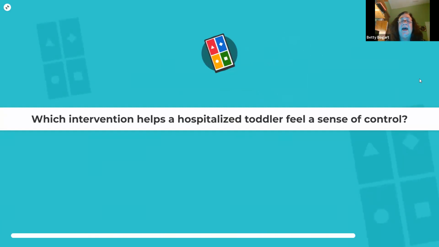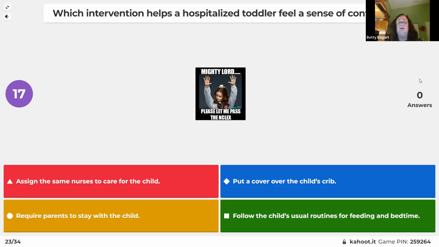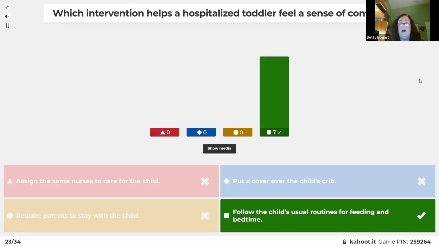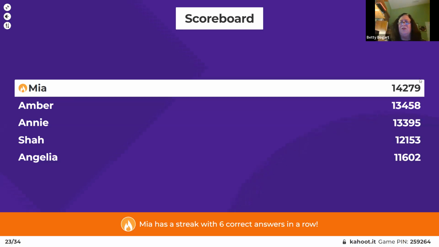Which intervention helps a hospitalized toddler feel a sense of control? You know, it's hard enough to take a toddler, ages 1 to 3, on vacation. They're not going to sleep. They don't nap. They don't eat right. Put them in a hospital. Okay. How can you make it easier for them? And it's keeping them on their same routine, same food, same routine, bath time at the same time, getting them their jammies, putting them in their clothes, whatever the routine is, it gives them comfort. They know that's what's supposed to happen. And if it doesn't, they're confused. They just don't understand why.